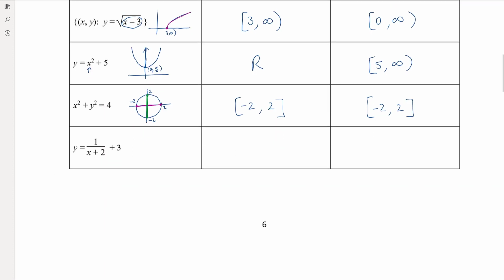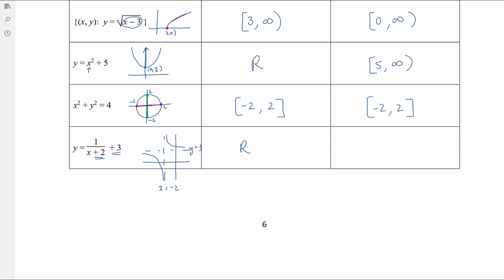Alright, and then this one here, y equals 1 over x plus 2 plus 3. So this is a hyperbola. Now again, you really need to know your graph shapes here. So this is to the left by 2 and up by 3. So you've got asymptotes at y equals 3 and at x equals -2, and your graph has not been reflected, so it's happening here and here. So in terms of x values for which this graph exists, it exists everywhere except at that asymptote when x equals -2.